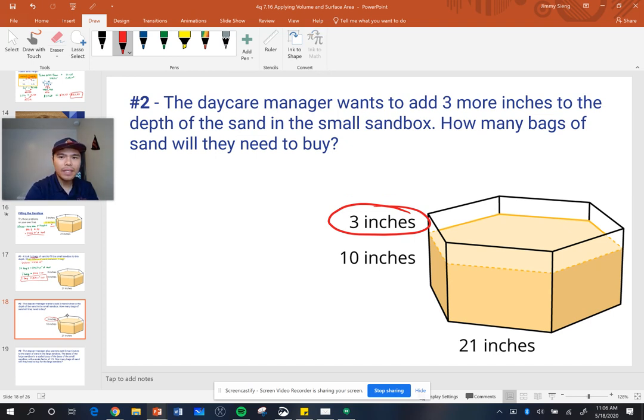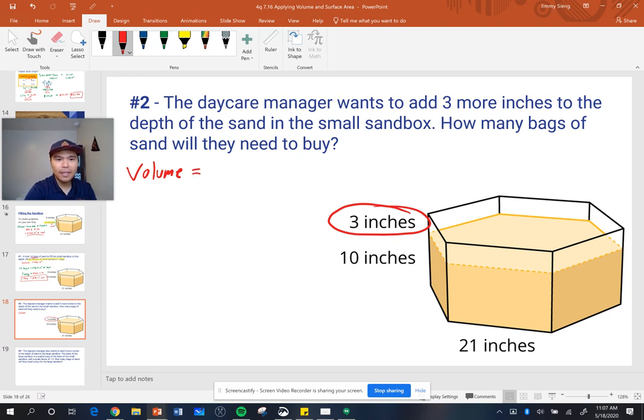Well, for the first situation, again, take some time to pause and read this problem. I know I kind of skipped over it. Again, the manager wants to add more inches to the depth of the sand. Basically, we're filling up to the brim. We're going to add 3 more inches to it. We need to figure out how many bags of sand I need to add into that sandbox.